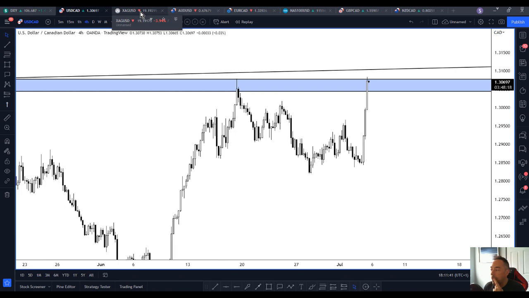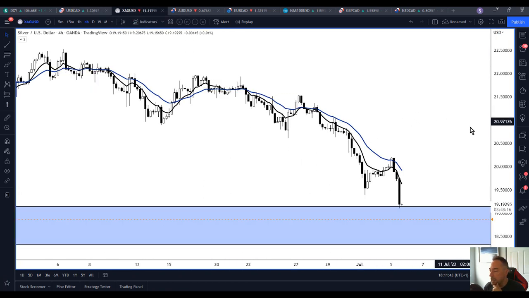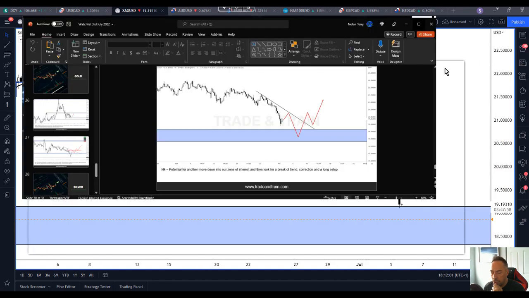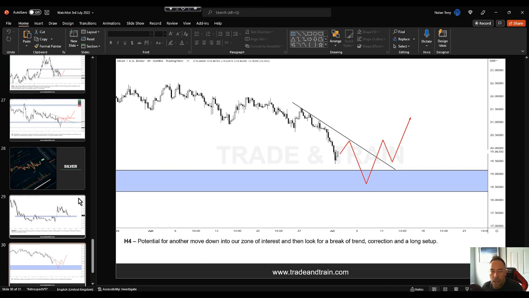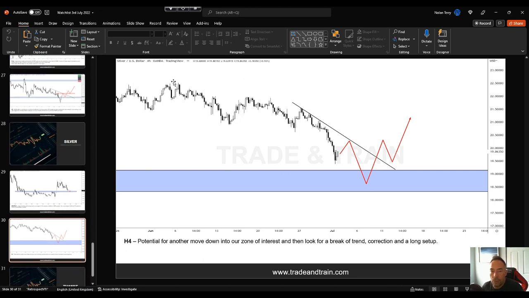One trade that did work out for us today was silver, and this is something we actually put into our watch list on Sunday and sent out to our traders. I'll bring over the spreadsheet actually, which is this one. This is basically the original PowerPoint presentation which we sent out. But silver, looking for, you can see this is on the 4-hour, potential move down into our zone of interest.